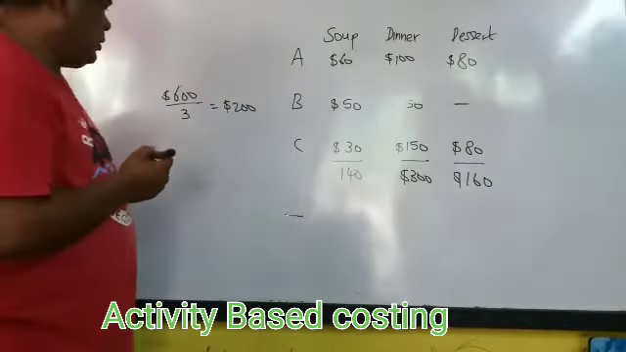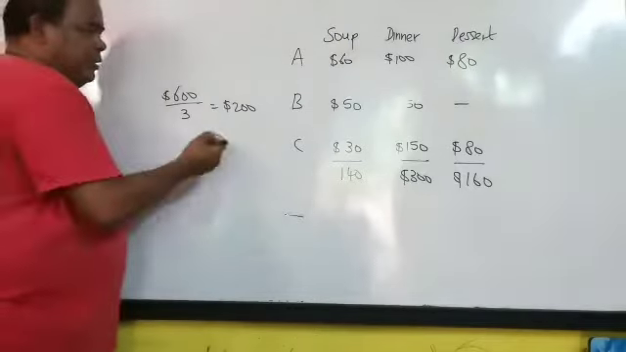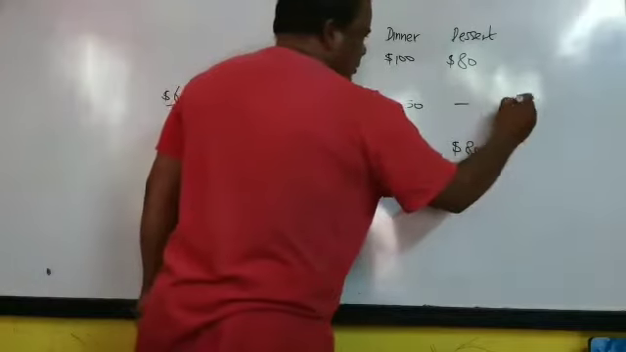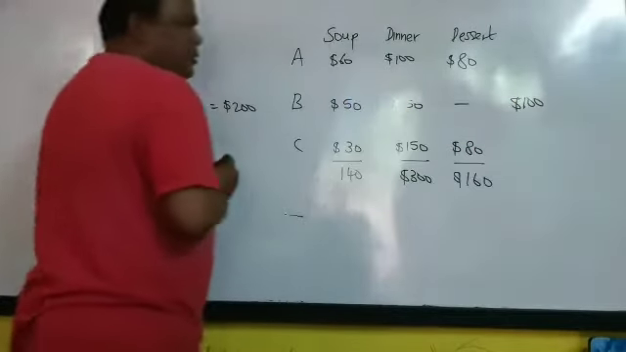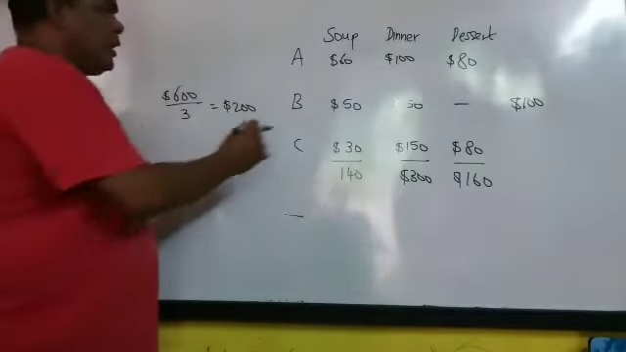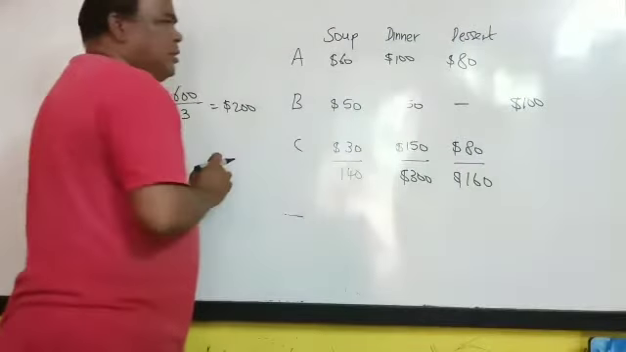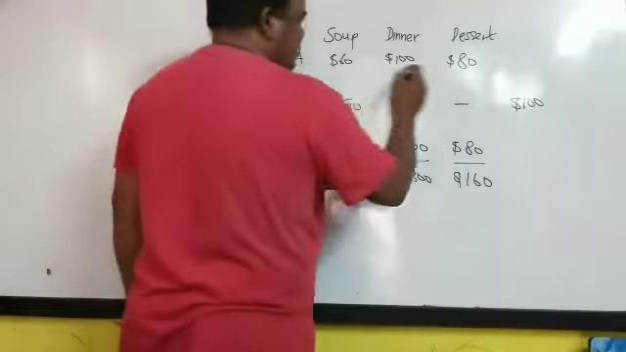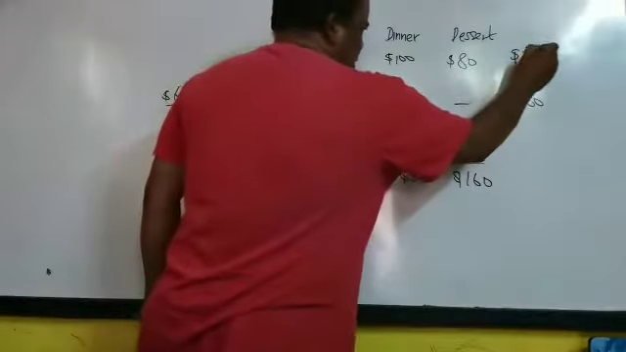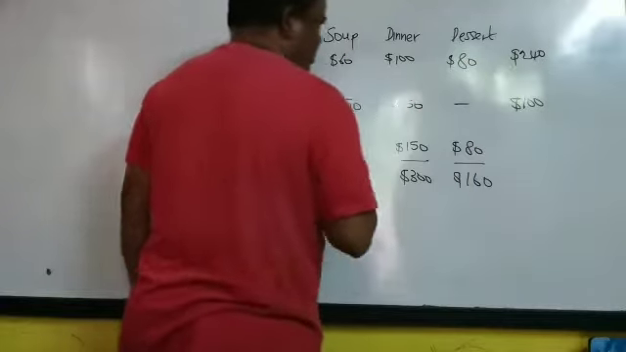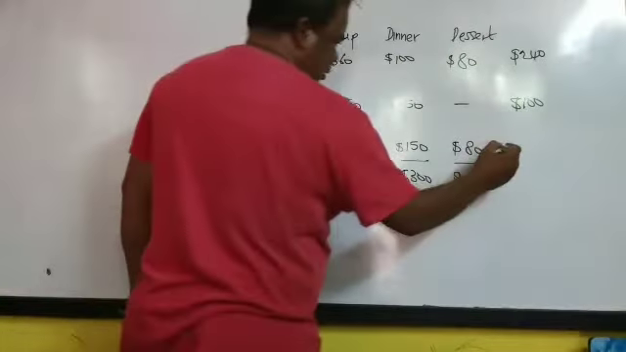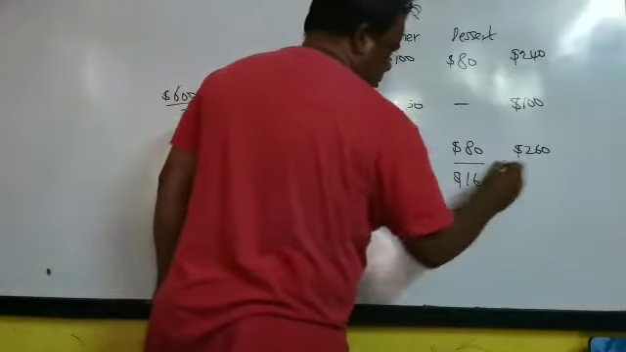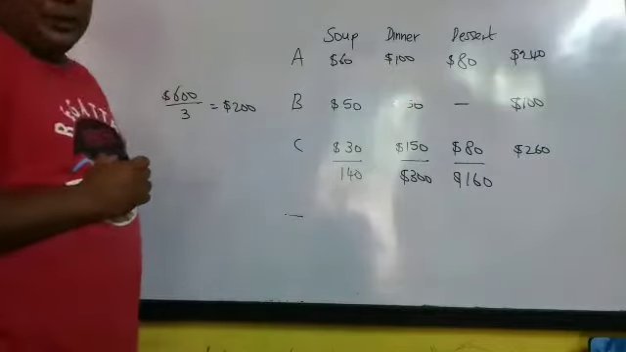But internally, B is thinking he has to pay only $100 because he has taken soup and dinner costing $50 each. And A has to pay $240. And C has to pay $260. Okay, now? What happened?